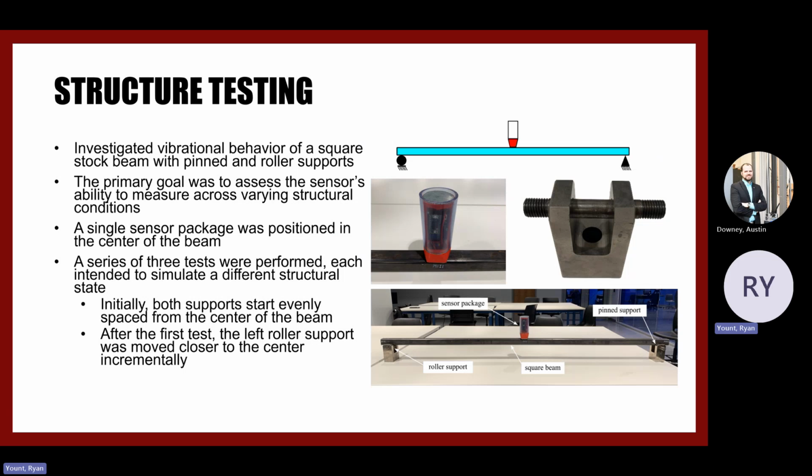To do this, we basically started with a single sensor package in the center of the beam here, as you can see, and then one roller support and one pin support equally spaced out from the center. And then we ran a test with that configuration. And once that was done, we subsequently moved the left side roller support incrementally for 2 more tests closer to the center, like this.